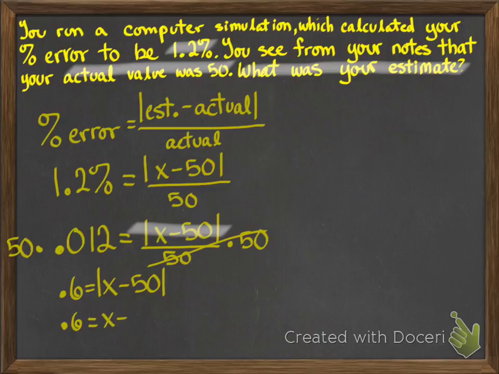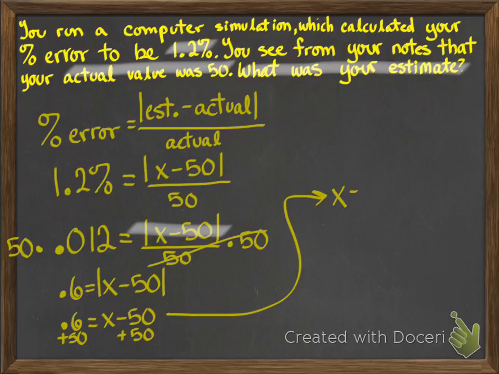So I get 0.6 is equal to x minus 50. This is an easy one to solve. How do you get rid of the minus 50 next to your x? Well, you're going to add 50 to both sides. So you get x is equal to 0.6 plus 50. So x is equal to 50.6. So your estimate was 50.6. The actual was 50, so you are 1.2% off. All right?